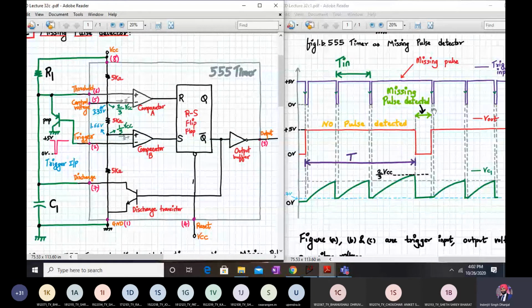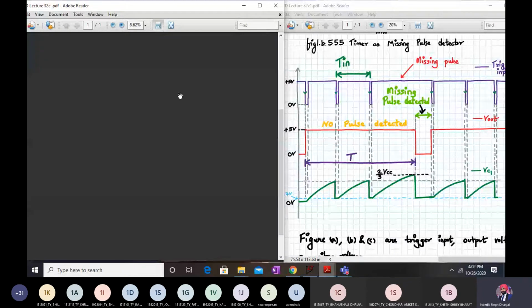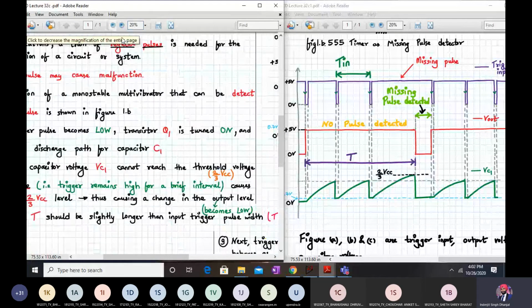Again, the trigger pulse arrives and the capacitor starts charging towards VCC, but when the next trigger pulse comes, the capacitor voltage will discharge and again charge with the arrival of the next trigger pulse. So this is how the missing pulse is detected in this circuit. Now, any doubts, anyone? Here I have described the same concept in words. I'll keep this on for maybe 2 minutes or so, and then we can wind up for today's lecture.